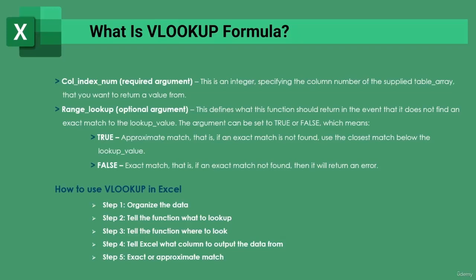So how do we use VLOOKUP in Excel? First, we have to organize the data, then tell the function what to look up, then tell the function where to look, and tell Excel what column to output the data from, and whether it is an exact or approximate match. So this is how you can use VLOOKUP in Excel.